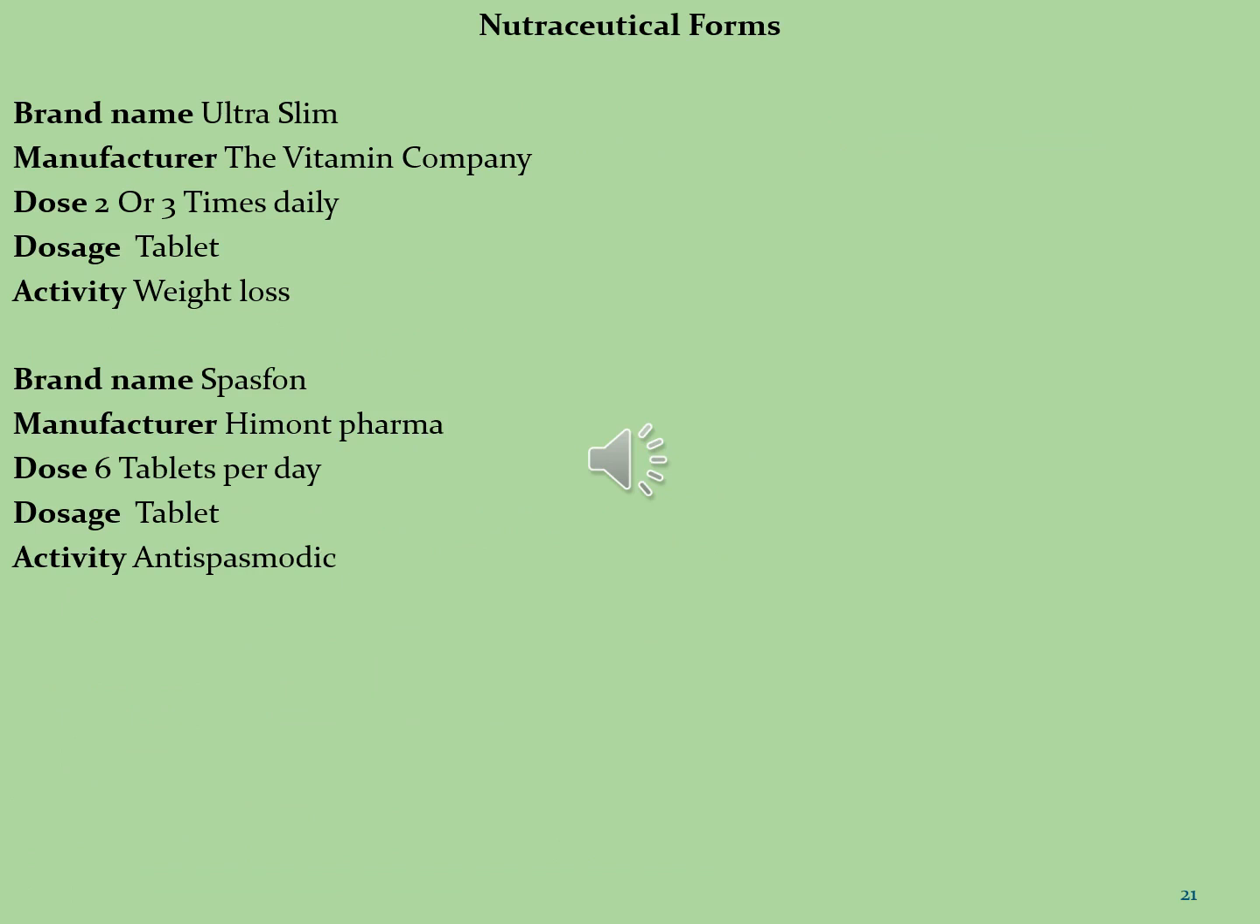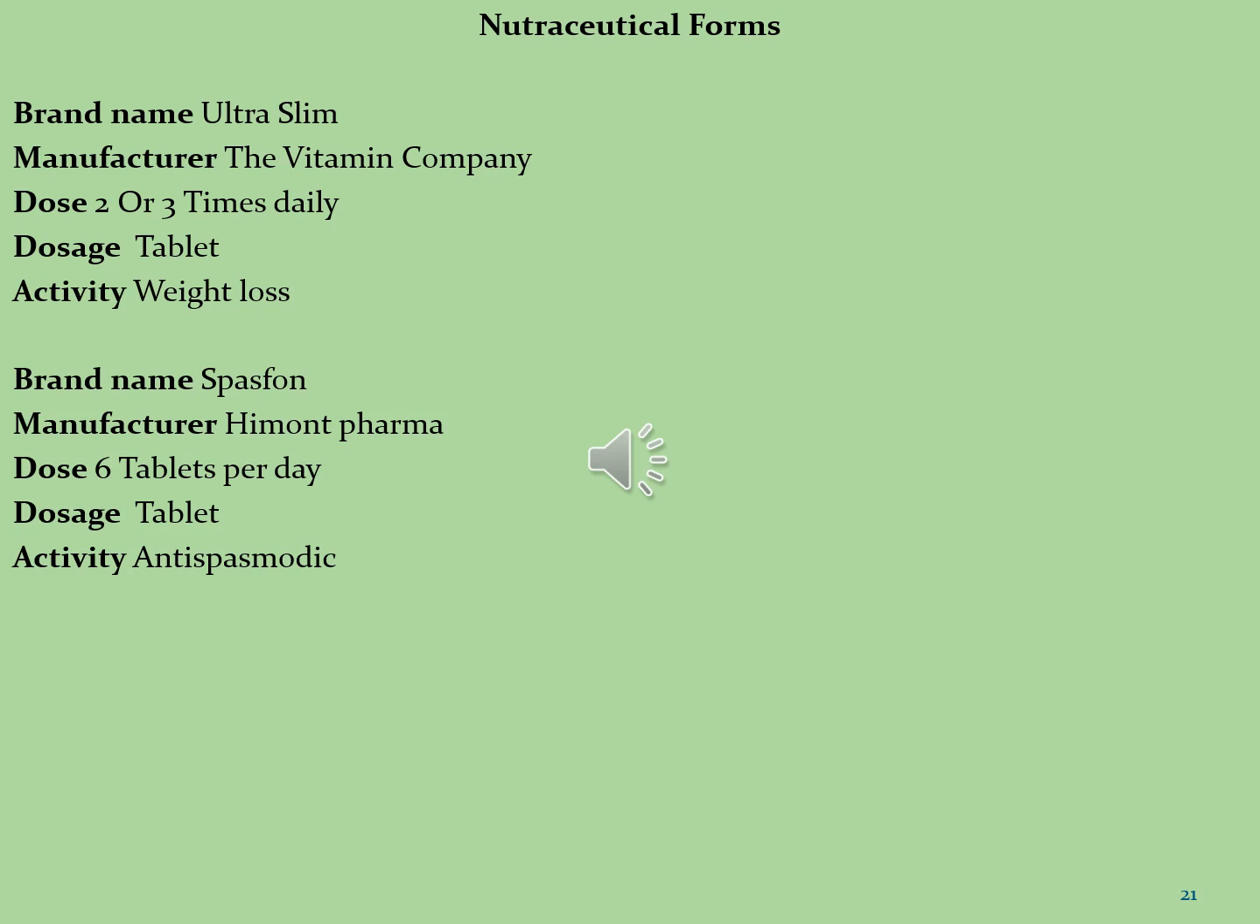Now we discuss some important pharmaceutical brands that have been launched on the basis of phytoconstituents that fall in the category of tannins. The first brand is Ultraslim. It is manufactured by Vitamin Company Nutraceuticals, and we take its dose 2 to 3 tablets per day. It is formulated in tablet dosage form. It is used in obesity, means it is used in weight loss.